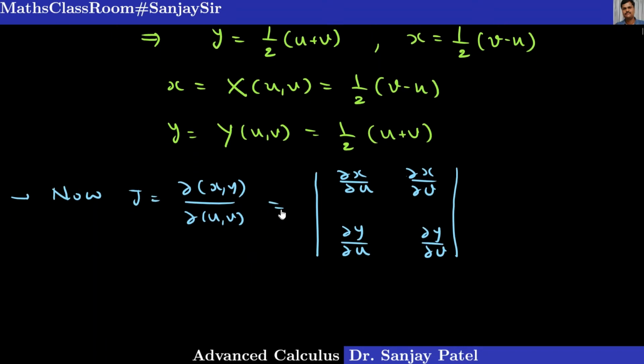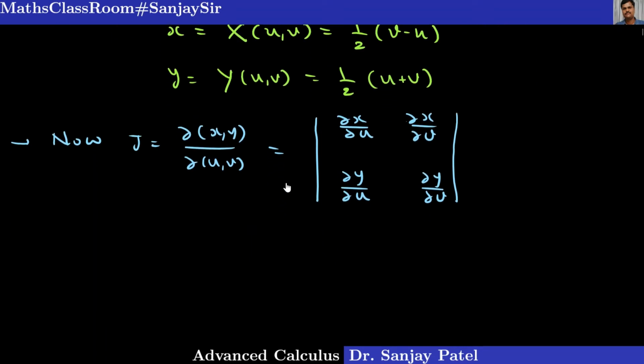We have to differentiate x and y with respect to u and v. And let us see what we get here. So this x is a function of u and v. If I differentiate partially with respect to u, v is constant. So derivative of v is 0 and derivative of u is 1. So we'll get 0 minus 1. So it is only 1 by 2, that is minus 1 by 2. Correct? It is very simple.